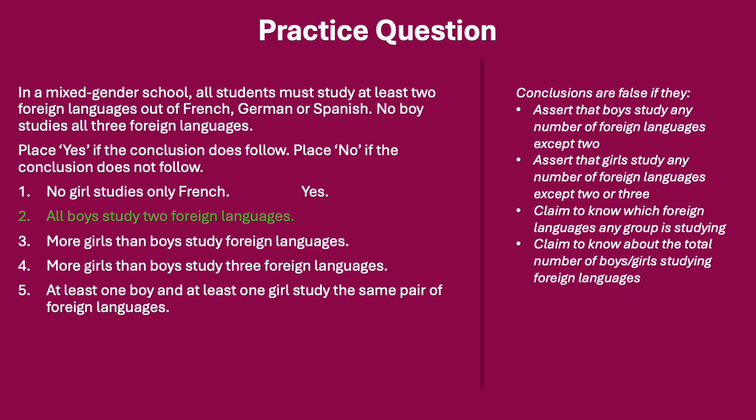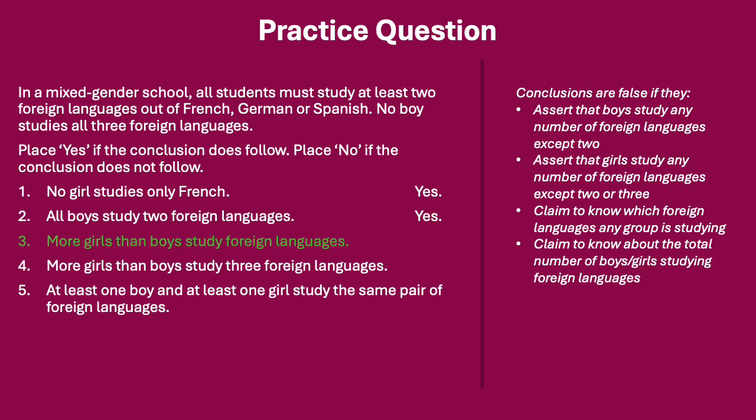If we look now at the second conclusion, which says all boys study 2 foreign languages, can you remember the piece of information we came up with earlier that will help us answer this? So we said earlier that all boys must study exactly 2 foreign languages, given that none of them study 3 and all must study at least 2. So yes, this conclusion follows as well.